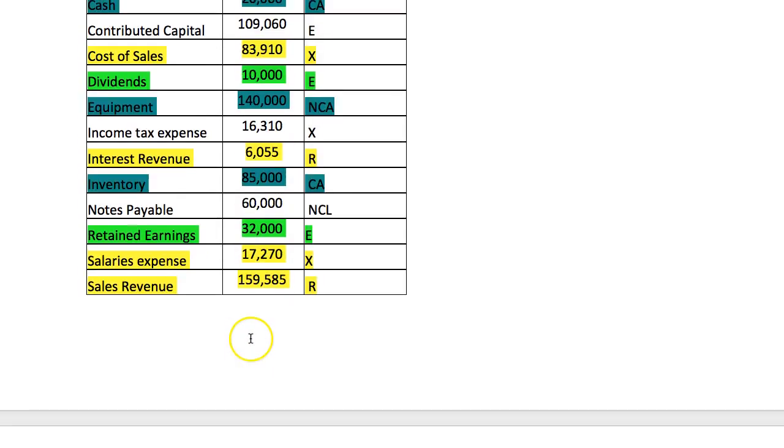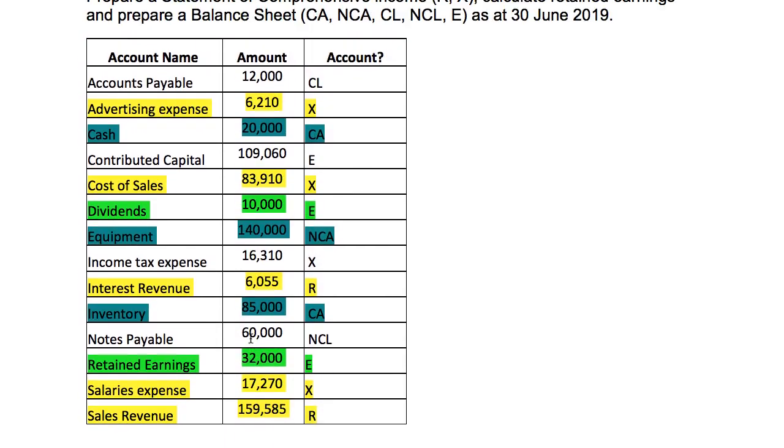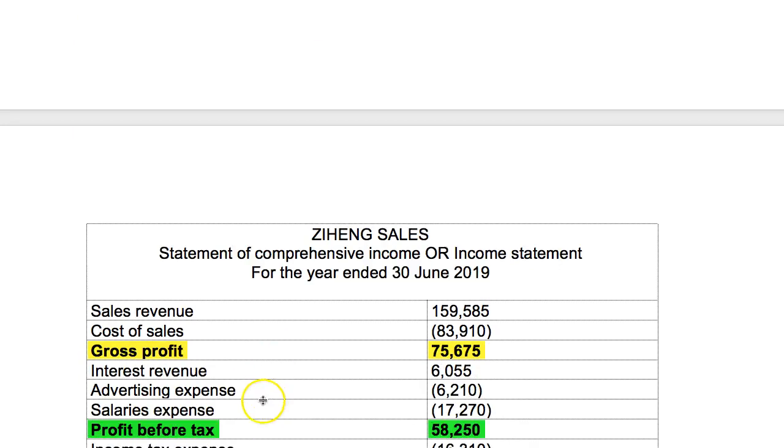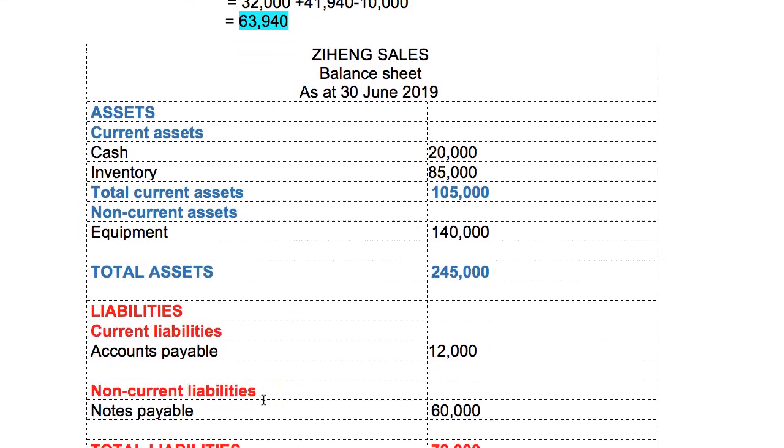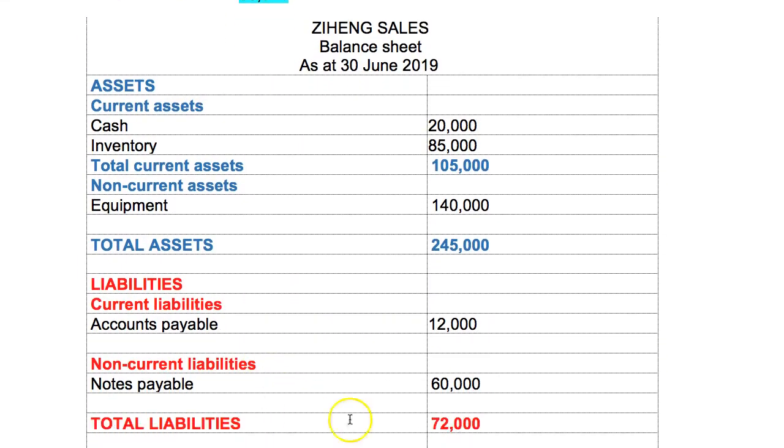From the question then, we need to find the expenses. I might just highlight that because we have already used that expense. Sorry, we now need to find the liabilities. So in this question, I have one current liability and I have one non-current liability. So I'm going to have one section for each of those, and I'll include that there. The total liabilities will be both of those added up.